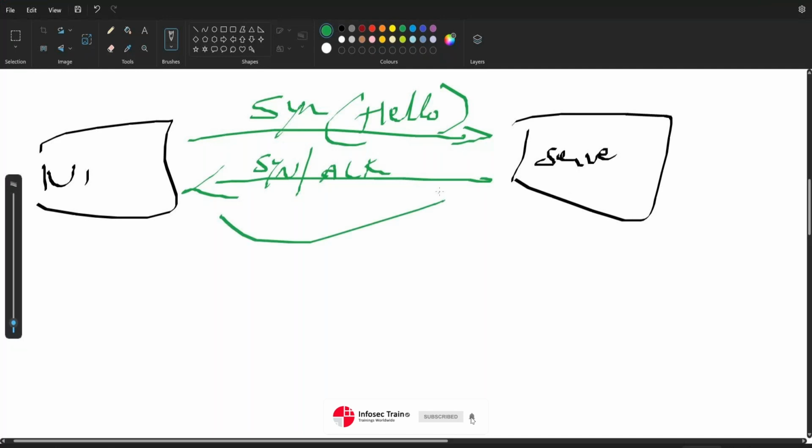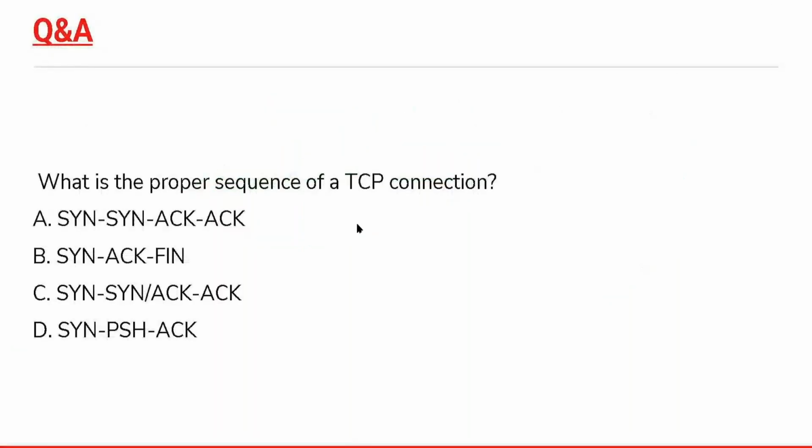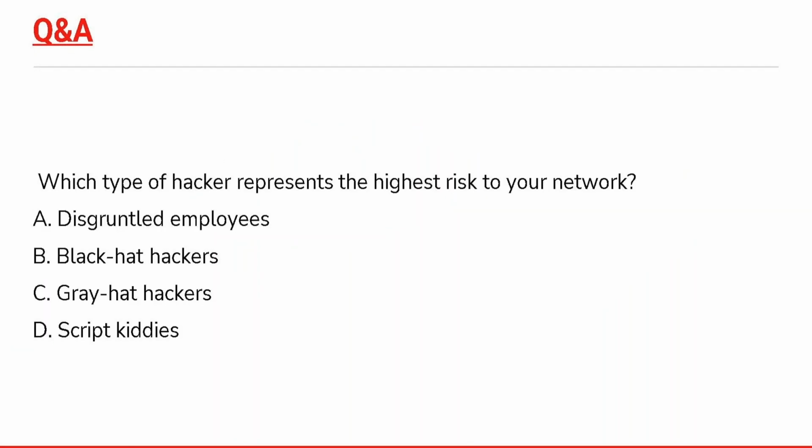Then in response to that, the user sends the acknowledgement. After that, the TCP three-way handshake is done, and they can move ahead. So the correct answer is option C, that is SYN, SYN-ACK and ACK.